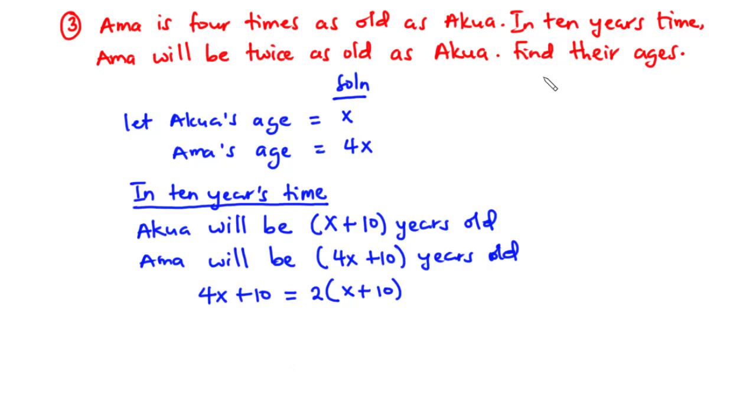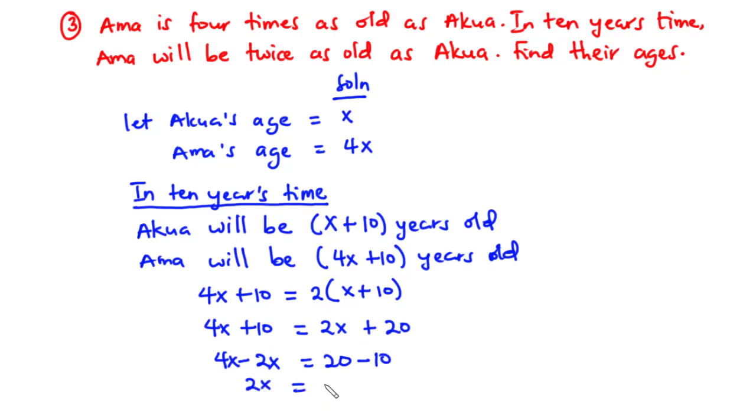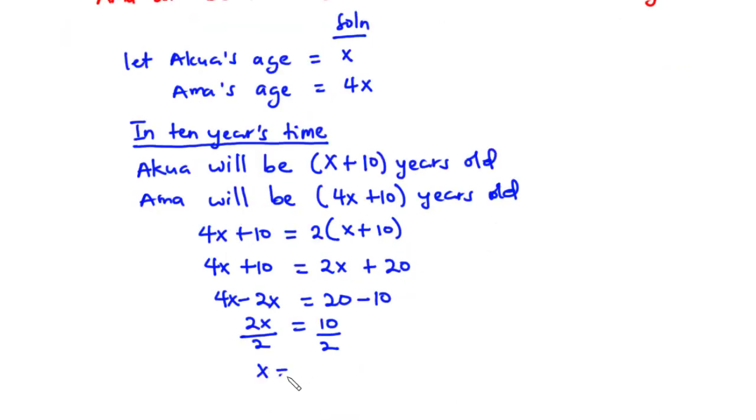Now we can find their ages. So let's find for x. We have 4x plus 10 equals 2 times x is 2x. 2 times 10 is 20. You transpose 2x to the left hand side. We have 4x minus 2x equals 20 minus 10. Now this becomes 2x equals 10. We divide through by 2, and then we have x to be 5.